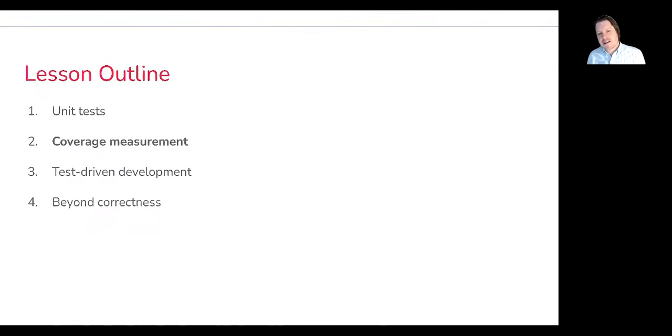What we'll see here is there are many different ways to write unit tests, and the coverage can vary. So that's the next topic. I'll see you back here relatively soon.